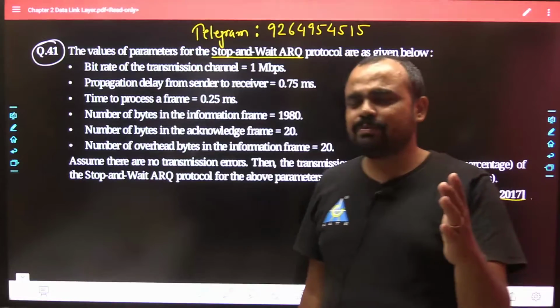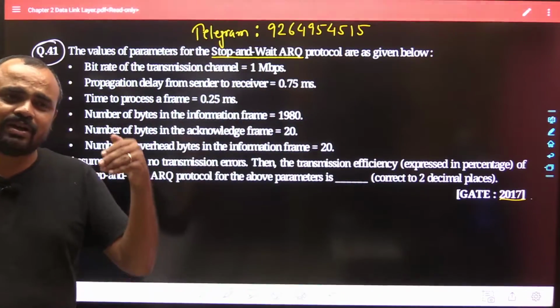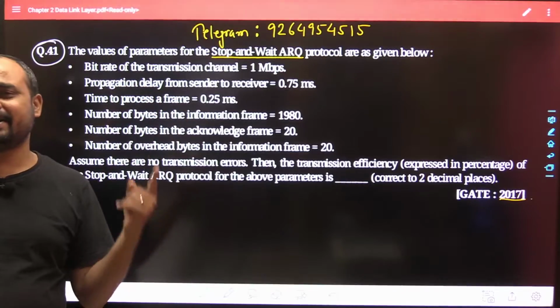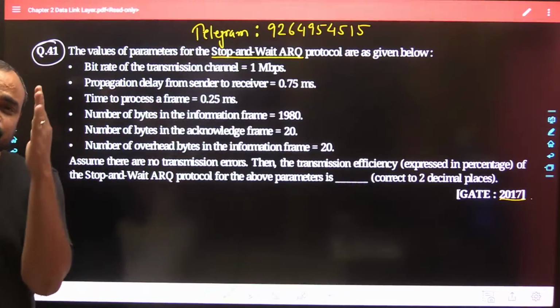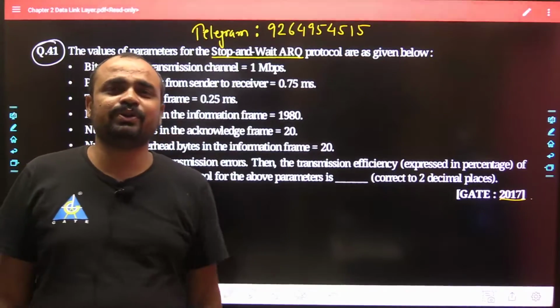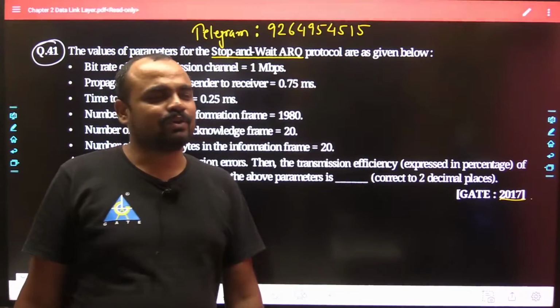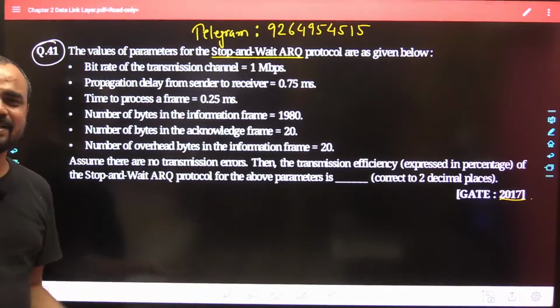So try to solve it out, and if you are not getting the answer, or you are somewhere lacking the concept, definitely I will guide you. But you have to show your effort also. Is that clear, everyone? So try to solve it out, because this is a very easy question based on the stop and wait protocol.